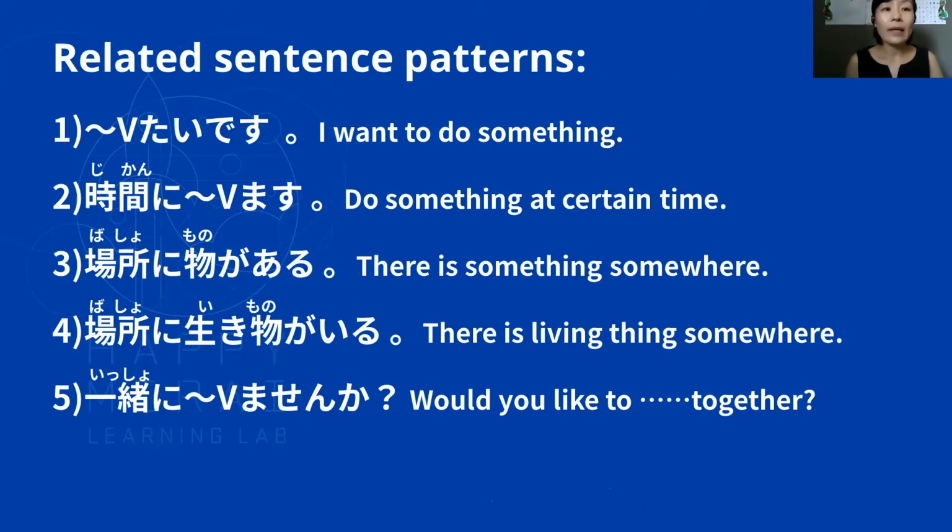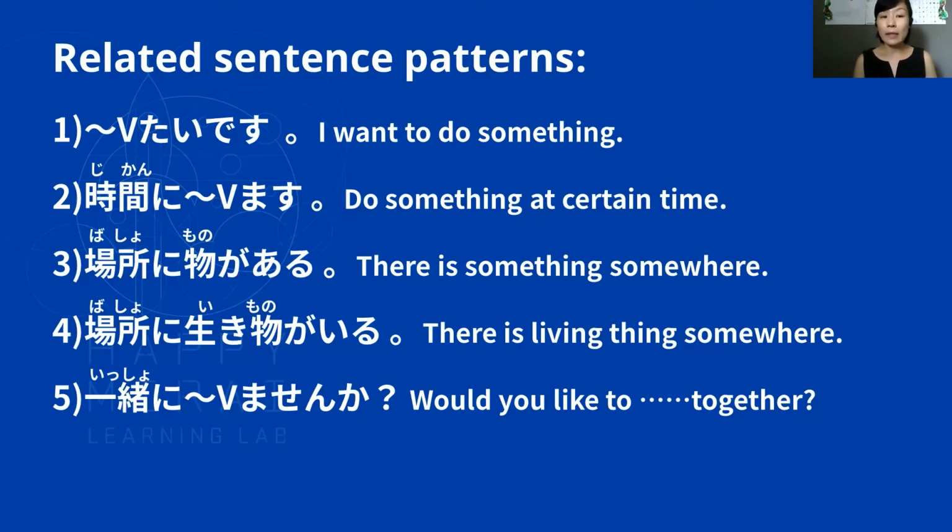Alright, so let's look at the summary of some of the sentence patterns we have used here. Yeah, number one, 何々 with たいです. Okay, remember this one is to express speaker's wish. Yeah, so I want to do something. Number two, 時間に何々 with ます. Yeah, do something at a certain time. Okay, so it can be a very specific time, or it can be referring to day, for example, like Monday, Tuesday, or it can refer to a period of time, for example, summer holiday, winter holiday.